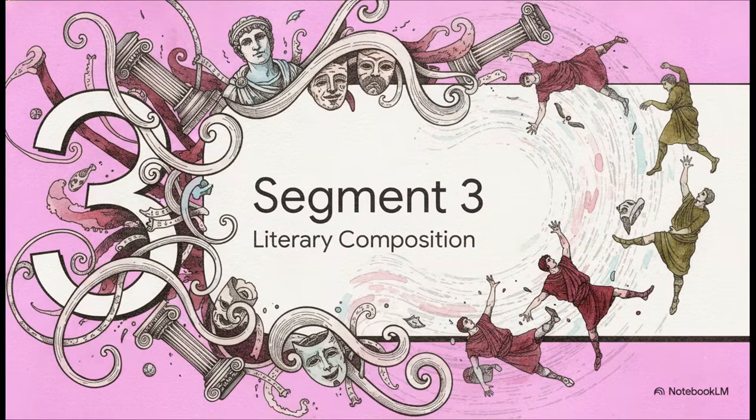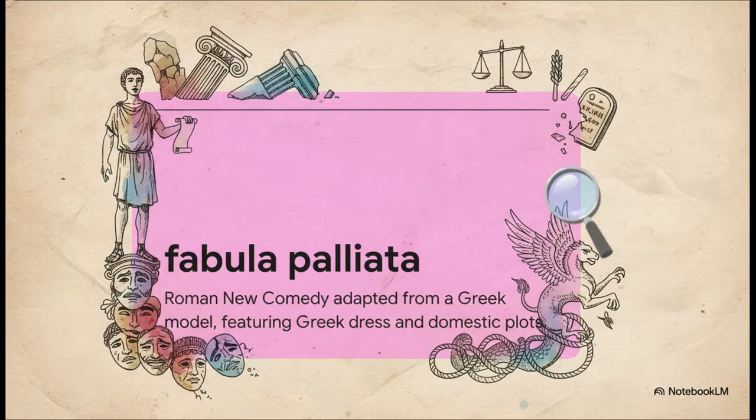Segment 3. Literary composition and style. So, Persa operates within the genre of the fabula palliata, or Roman New Comedy, which conventionally adopted lost Greek models using Greek dress and standard domestic situations. But what makes this specific text a masterwork of literary composition is how it adopts the scaffolding of the fabula palliata only to completely shatter its internal configurations.